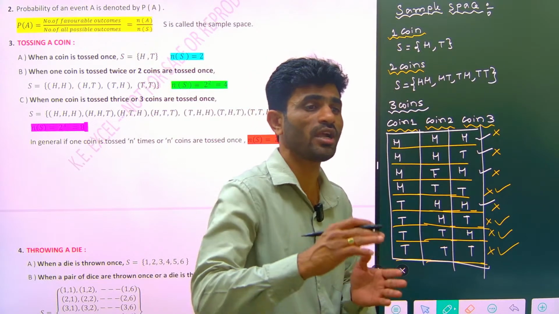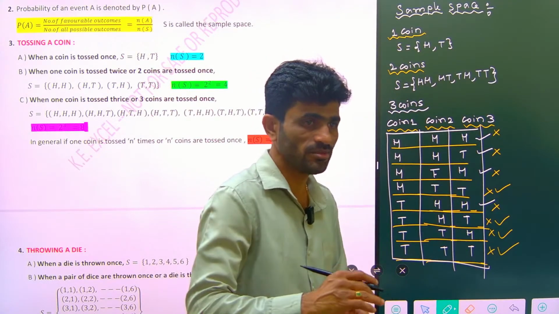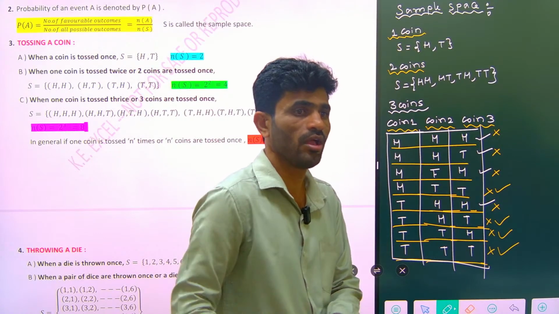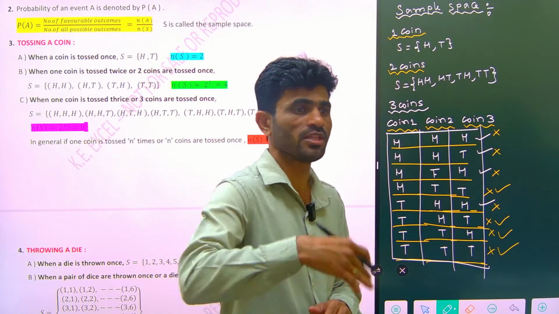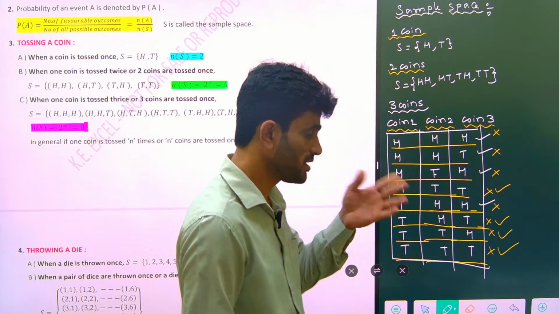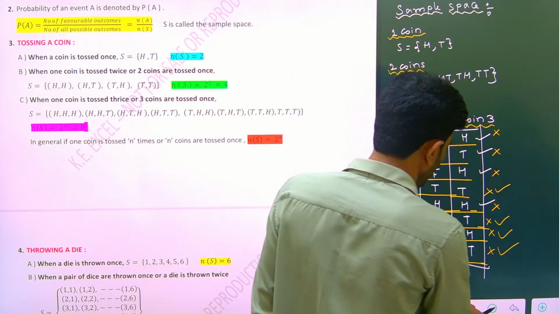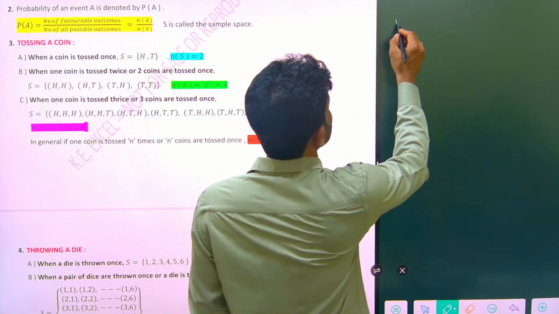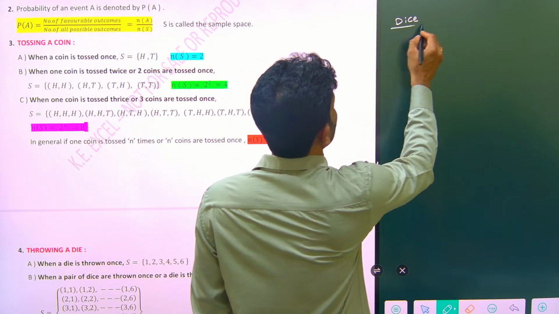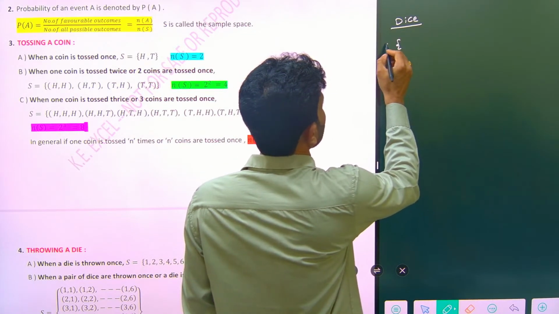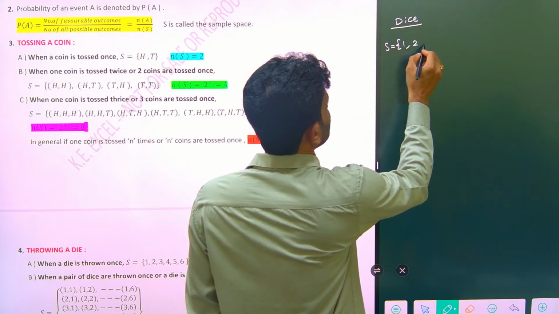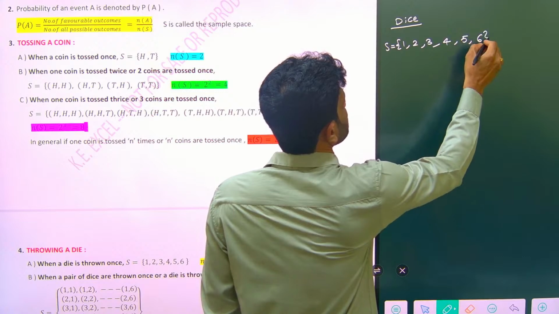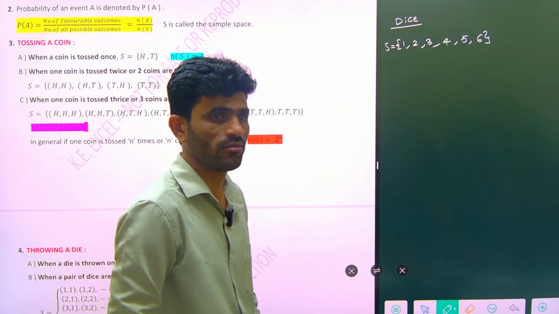At most means what? Higher boundary we are keeping. At least means what? Lower boundary we are keeping. Less than the lower boundary we should not take. At most means upper boundary, more than that we should not take. Keep that in mind. This is about coins. Easy only, but be careful when you do. Then dice. One dice, sample space 1, 2, 3, 4, 5, 6. 7 also? No.